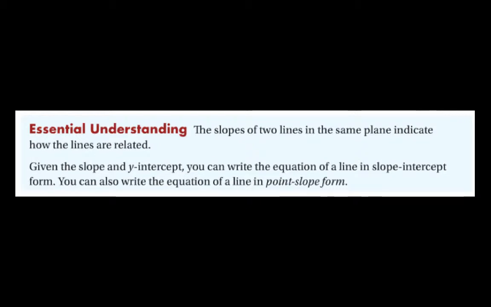Given the slope and y-intercept, you can write the equation of a line in slope-intercept form. You can also write the equation of a line in point-slope form. So if you don't know the y-intercept, but you know some other point that's going to be on your line, we have this other form called point-slope form.